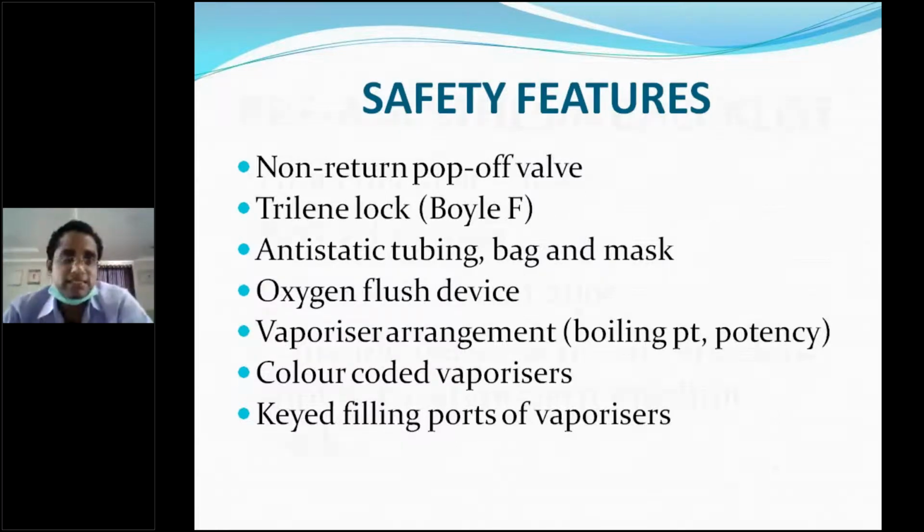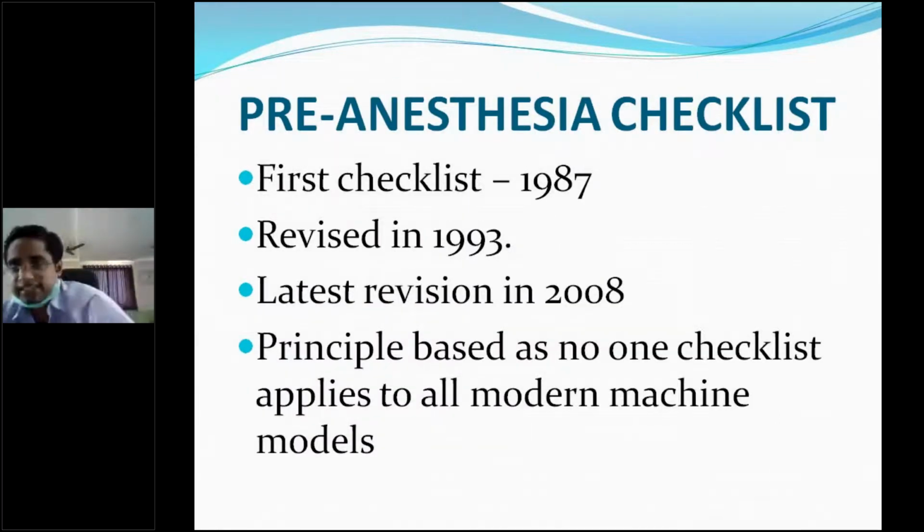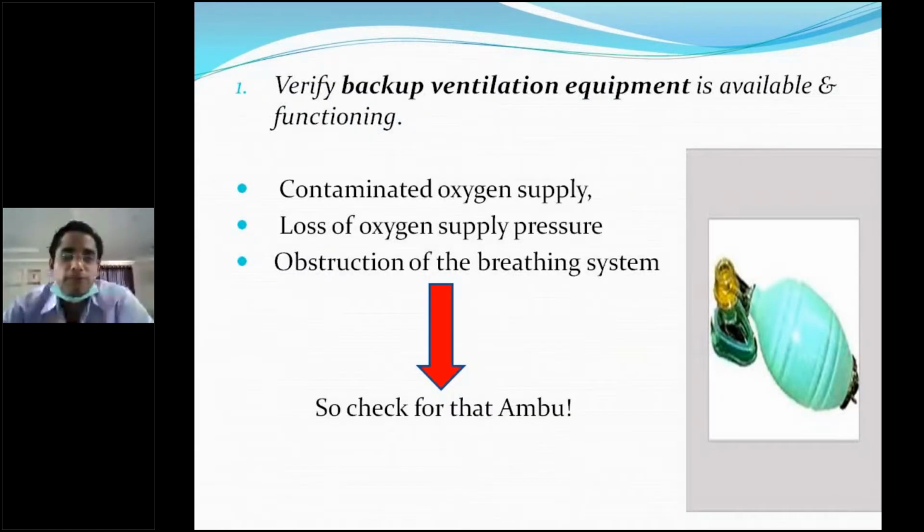So, the checklist. Whenever you want to give anesthesia to a patient, we have entered into the last 5 or 6 slides, just pay some attention. The checklist was given in the year 1987 and we have the latest revision in the year 2008. So we'll go to the checklist. We should see whether there is a backup for ventilation equipment. What is this image? Can anyone answer this? The right side image. Hello?